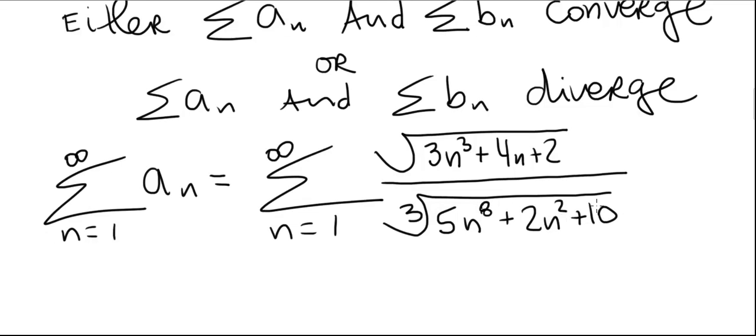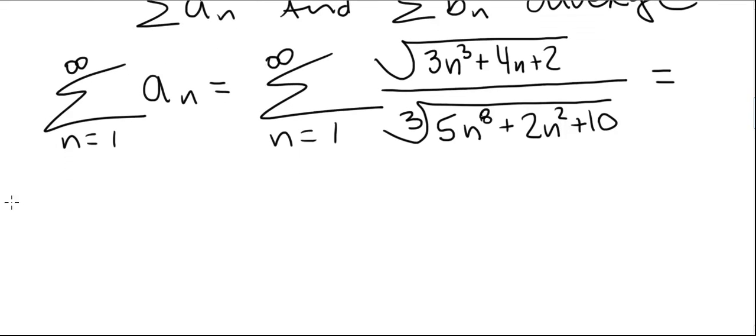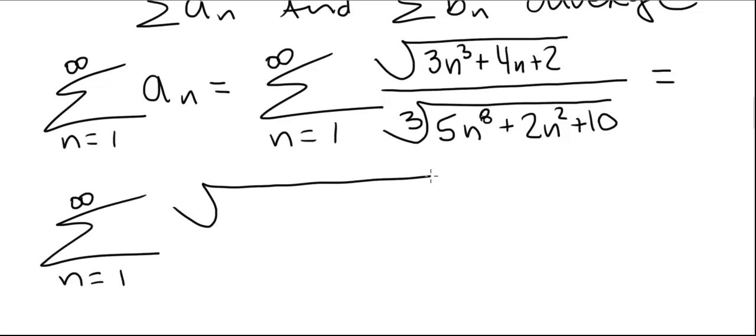Now before we select the bn series and use the limit comparison test, what we want to do is rewrite the an series in a way that will make the selection of the bn series easier. And what we're going to do is factor the highest power of n from each of the radicals. So in the numerator we have the square root of 3n cubed plus 4n plus 2. We're going to factor inside the radical the highest power of n we see there, which is n cubed, and that leaves a 3 plus 4 over n squared plus 2 over n cubed.